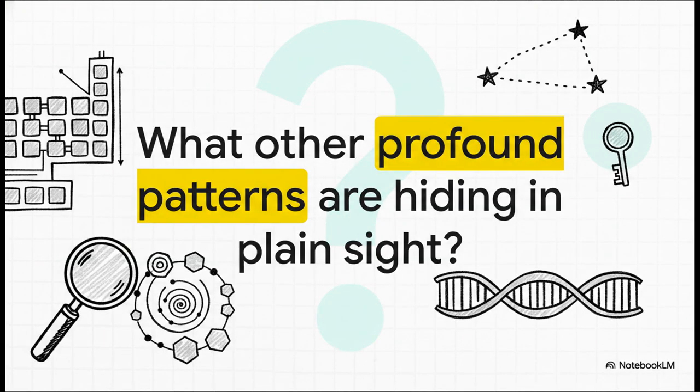And this really brings us to a final thought. The periodic table shows us that there's this deep, hidden logic in the very fabric of the universe. It kind of makes you wonder, right? What other profound patterns are out there, hiding in plain sight, just waiting for us to find the key and decode their secrets?